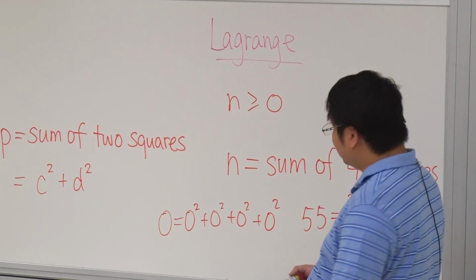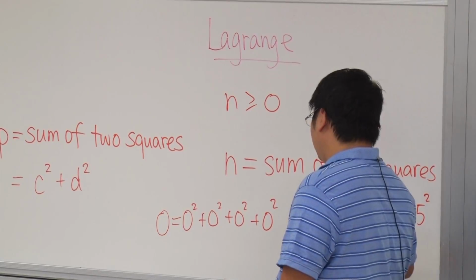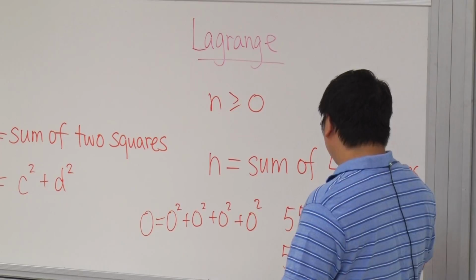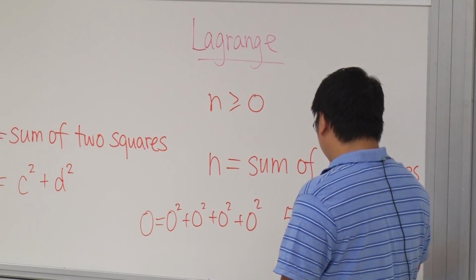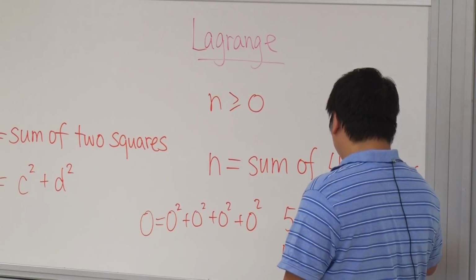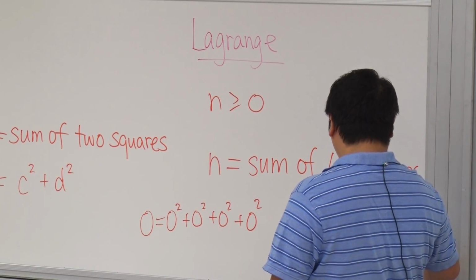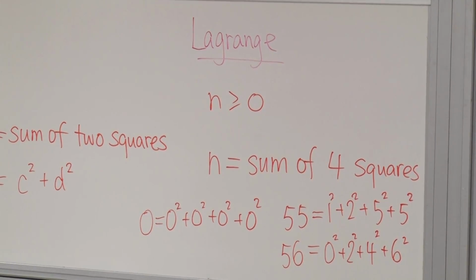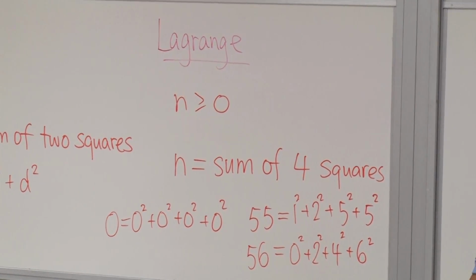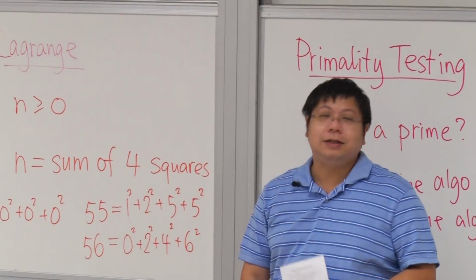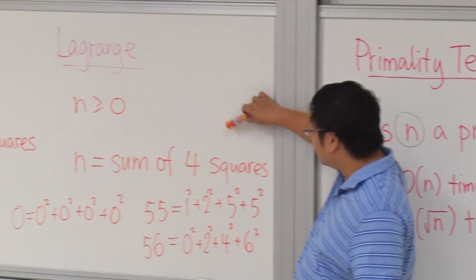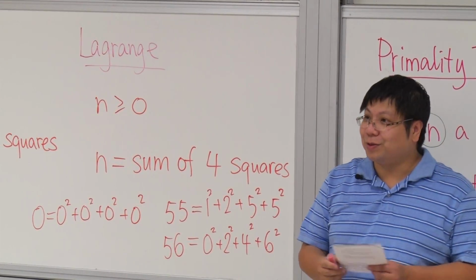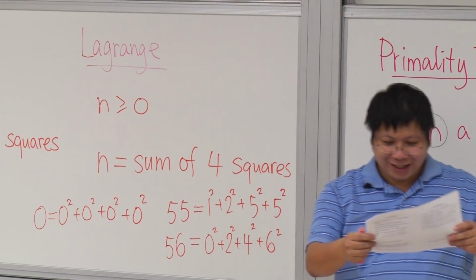Is it okay? And then how about 56? 56 maybe you can write as 0 square plus 2 square plus 4 square plus 6 square. Something like this. So it says that any integer n greater than or equal to 0 can be written as a sum of 4 squares. So these are positive results and also interesting.